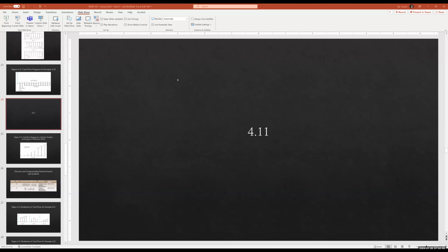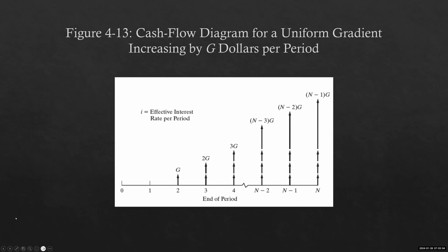Our last example that we're going to look at in this series is a gradient. And so what we know is that sometimes the amounts change. It's like an annuity, but it also has a factor that's increasing or decreasing over time. If you look at this drawing, you'll see that we're illustrating how the gradient sits on top of our initial annuity.